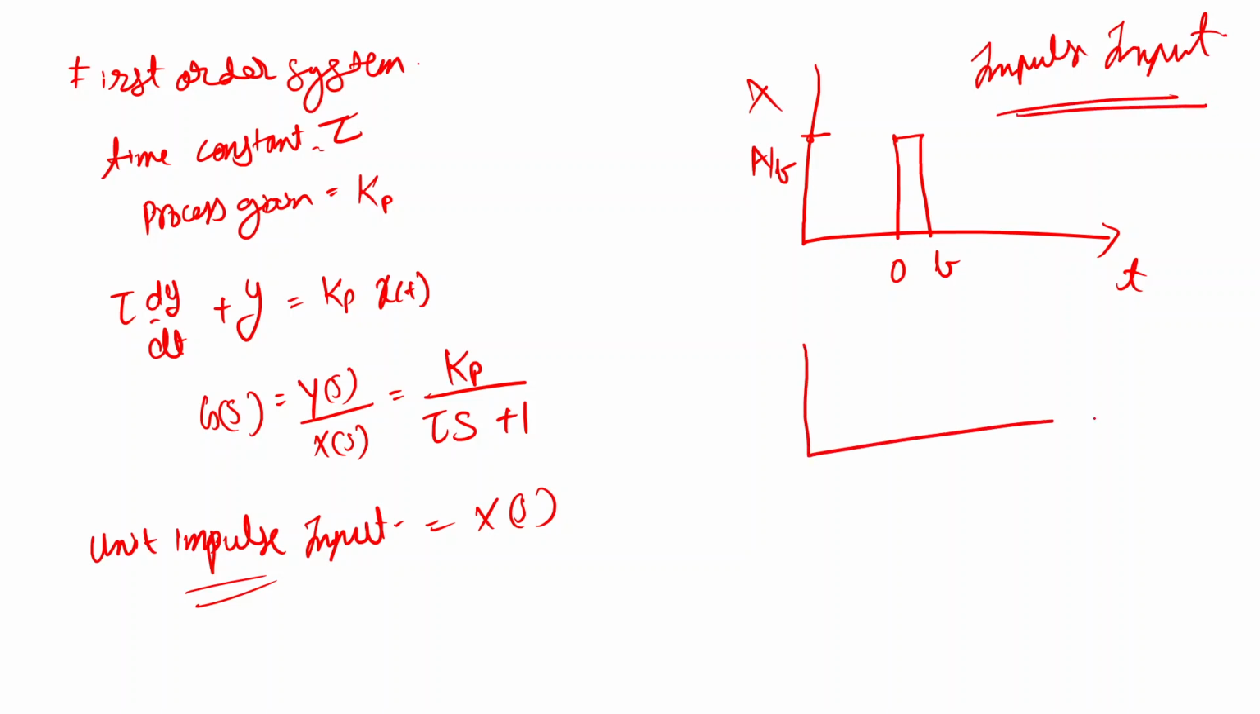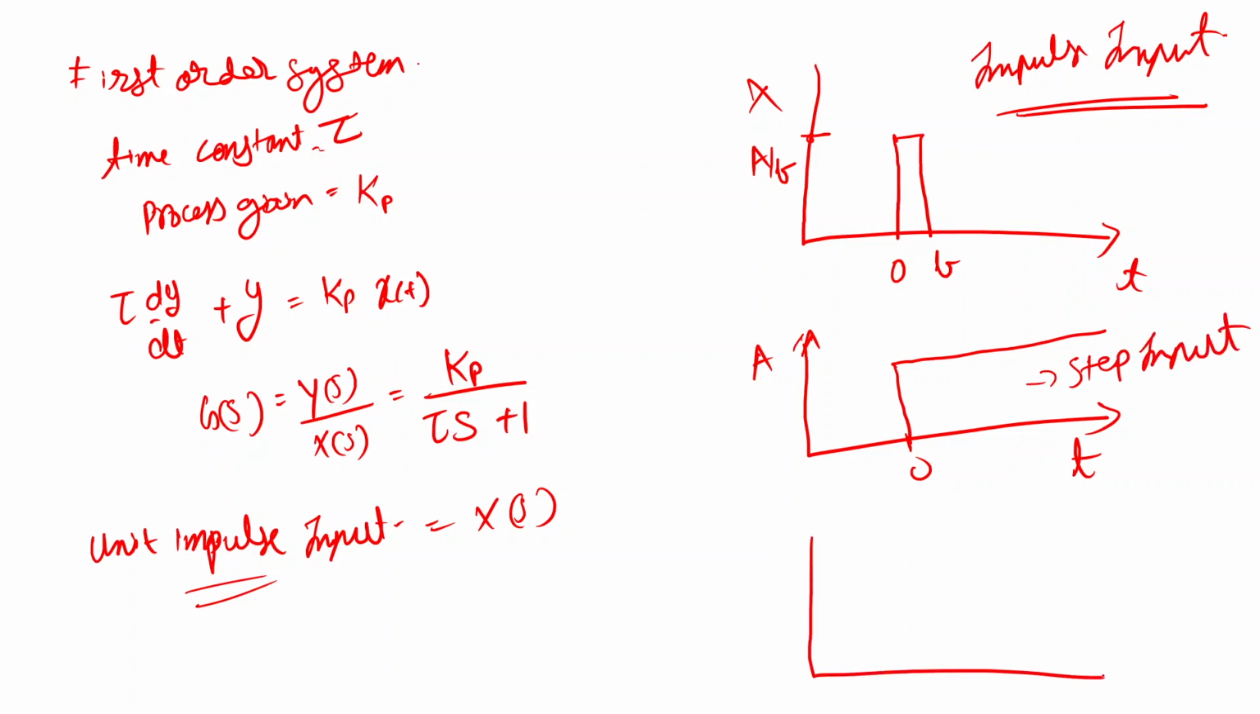Similarly, for the step input, we can plot it as this is t, and at time t equal to 0, we are just giving a step input, that is basically increasing the magnitude by a value of a and keeping that constant. So this is step input. The other kind of input that we can provide to a system is a ramp input, in which we keep on constantly increasing the input value x of t, and the slope we can write as b. So the last one is ramp input.